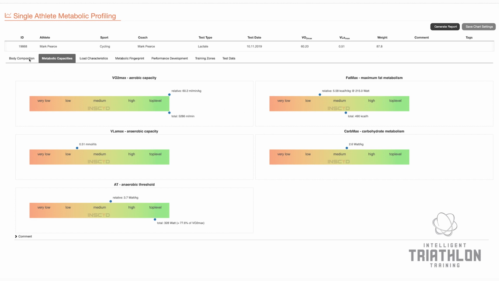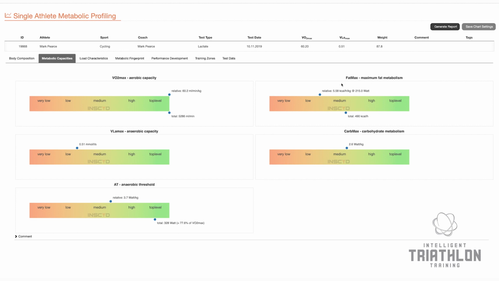Underneath here, the first of these tabs, we won't go into body composition because we didn't measure any body composition, we just looked at body weight. Here we have metabolic capacities. With these we've got VO2 max, VLA max, anaerobic threshold, or FTP, critical power. Yeah, I know, and I've mentioned this a couple of times. They're not strictly speaking the same thing, but in the real world, most people are using them fairly interchangeably. The academics will get a little bit upset, I'm sure.